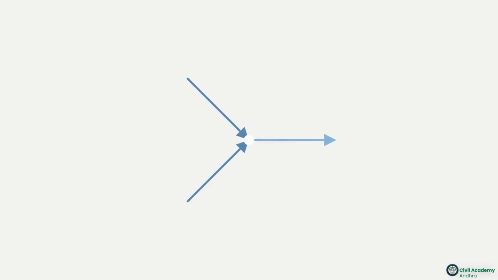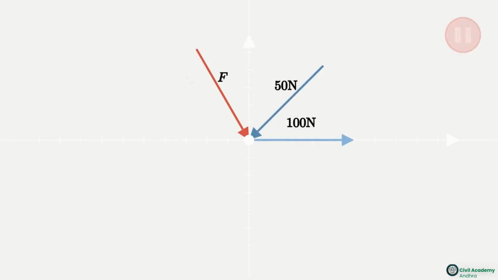If your diagram has forces pointing inward, use the principle of transmissibility. You can slide these inward vectors along their line of action to the other side of the node so they point outward. Try it yourself. Pause the video here and mentally redraw this system so all three forces point outward. Calculate the new angles between those vectors.